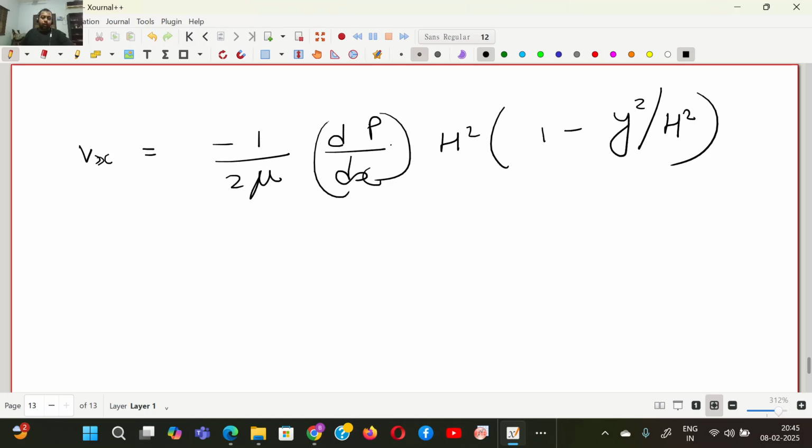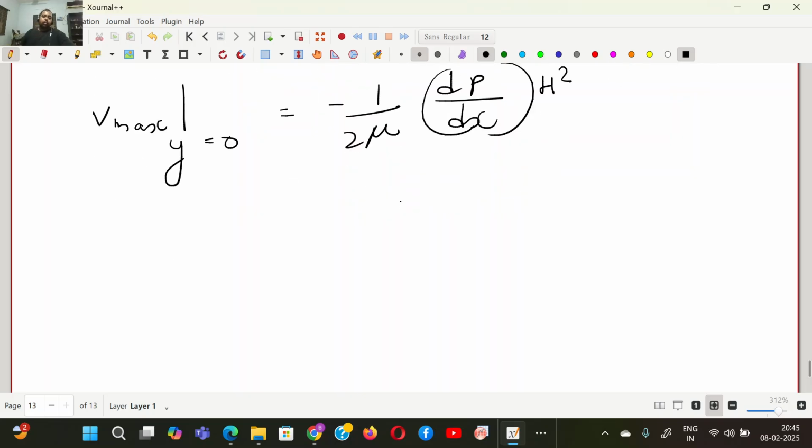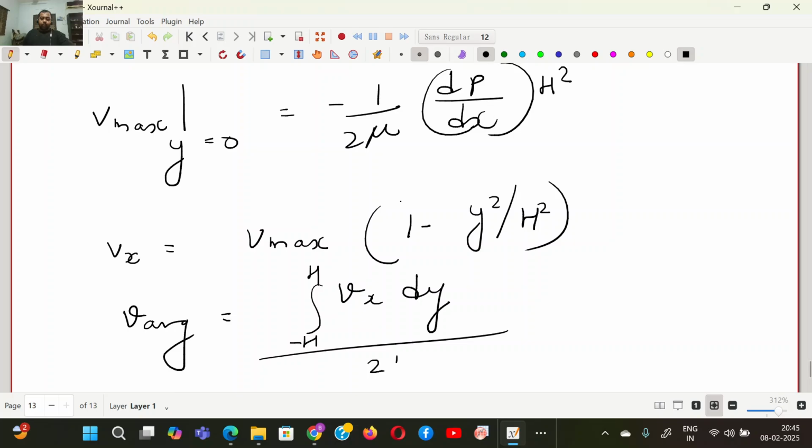So this is the velocity profile you have to get. This is homework, just check if you're getting this. You'll have Vmax at y is equal to 0 is equal to minus 1 by 2 mu dp by dx into h square. And your Vx will be Vmax into 1 minus y square by h square. And your V average will be defined like this: the integral of Vx dy from minus h to h, that is the total flow rate, divided by 2h.